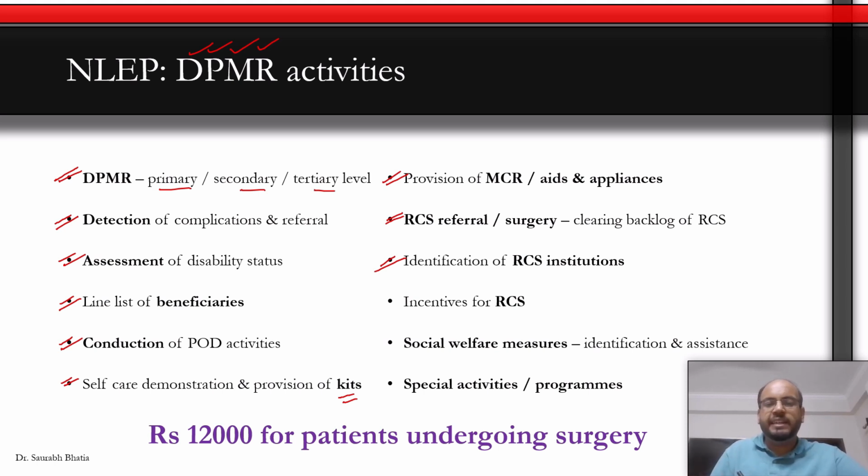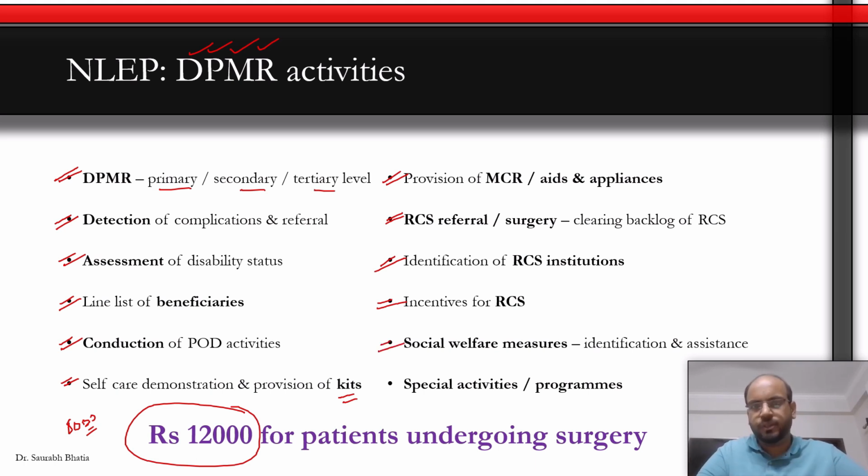You should know where to refer so that there is no problem for patients to get that level of care. Incentives for RCS: a patient who is undergoing reconstructive surgery receives about 12,000 from the government. Initially, this was, I think, about 8,000. Now it has been increased to 12,000. Clear? Social welfare measures. All the NGOs, you have to take care of all the NGOs.